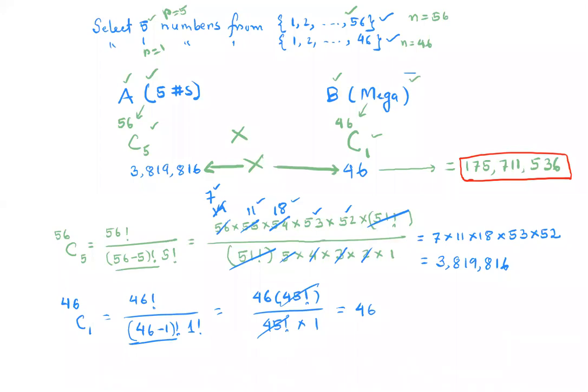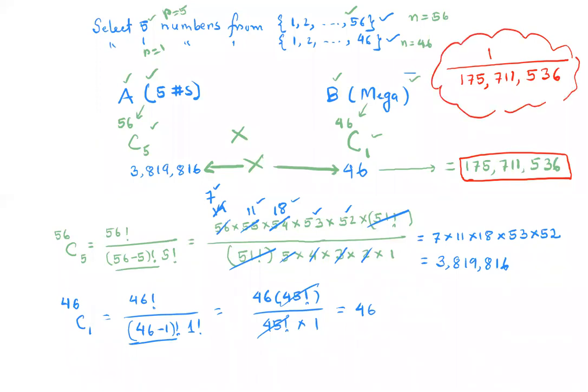Now, what are your chances of winning the Mega Millions? There is only one of these combinations. So these many combinations are possible. 175,711,536 combinations possible. Out of that, there is only one winning number. So your chances of winning the Mega Millions lottery is 1 out of 175,711,536. So your chances of winning the Mega Millions is roughly about 1 in 175 million.